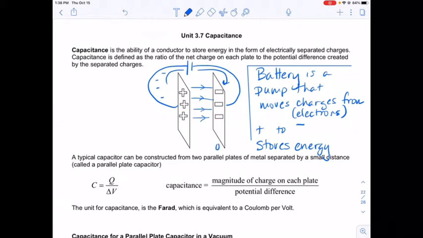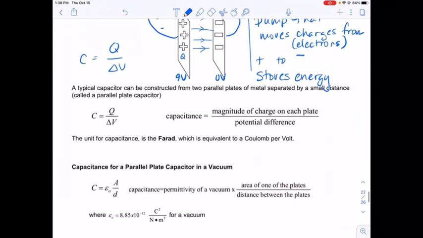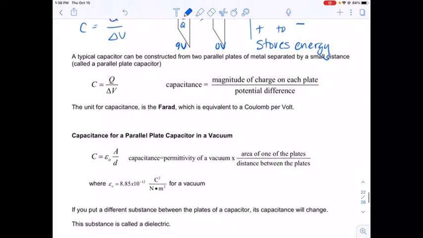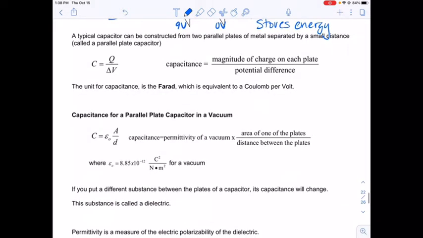So perhaps I'm just making up numbers here, but let's say that the negative plate is at 0 volts, and let's say, what if I did this with a 9-volt battery? And then I'd have a difference of 9 volts between the two plates. And the capacitance of this would be equal to the charge on each plate divided by that voltage. So that's one way for us to define capacitance.